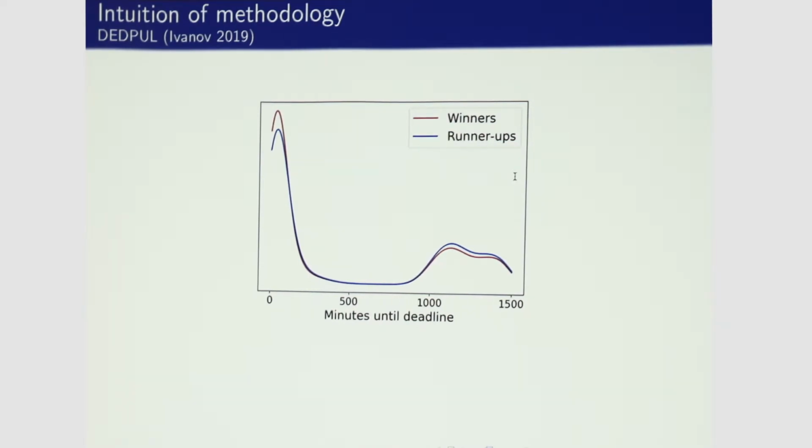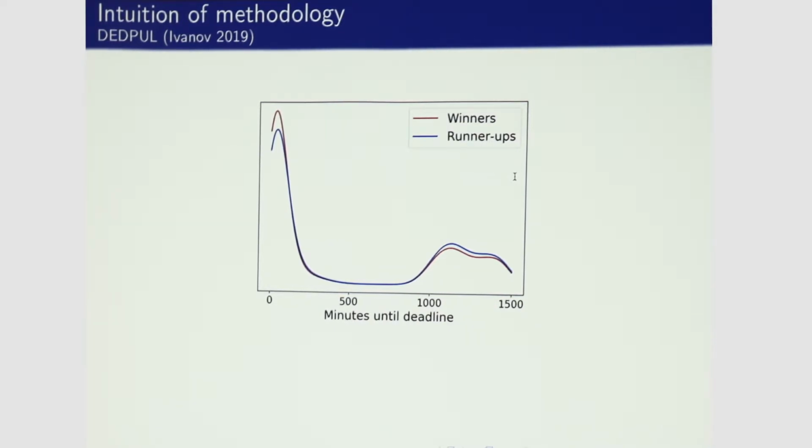This feature is the timing of the bid. And you can play a minigame: find corruption in this picture. The y-axis is the probability density function. The x-axis is bid timing in minutes until the deadline. On the right, it's about 24 hours before the deadline, and on the left, 0 is the deadline of an auction. We have two probability density functions. The red one is for winners, and the blue one is for runner-ups.